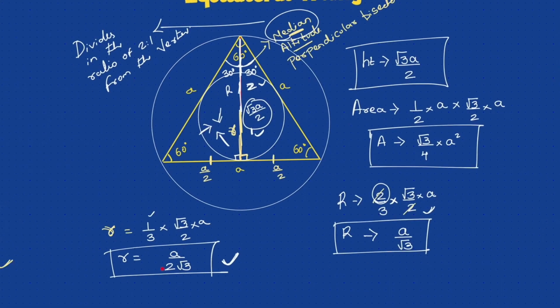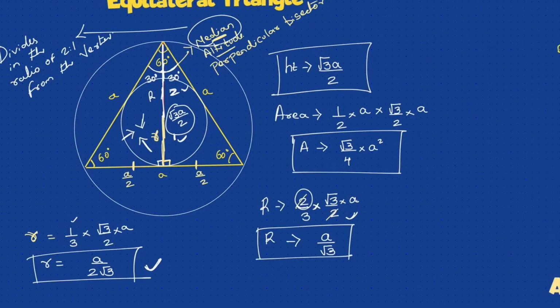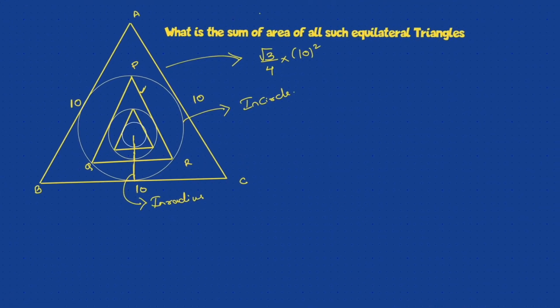And we have just studied the formula for the inradius of an equilateral triangle. We know that it is a upon 2 root 3, where a is the side, and here the side is 10. So I'll write 10 upon 2 root 3. 5 upon root 3 is the inradius of triangle ABC.